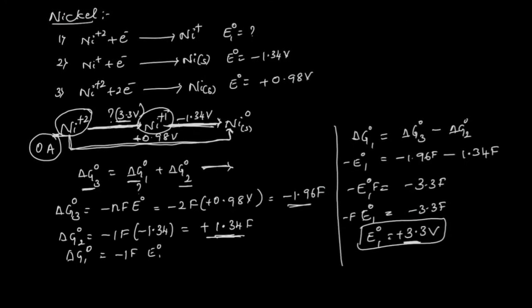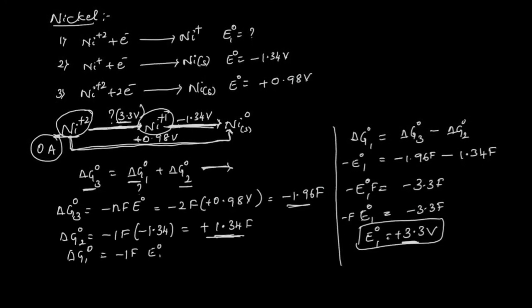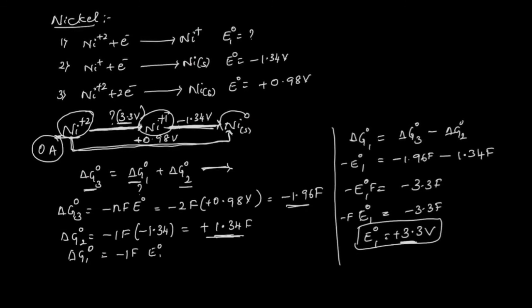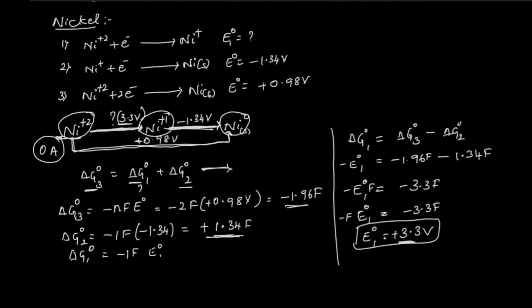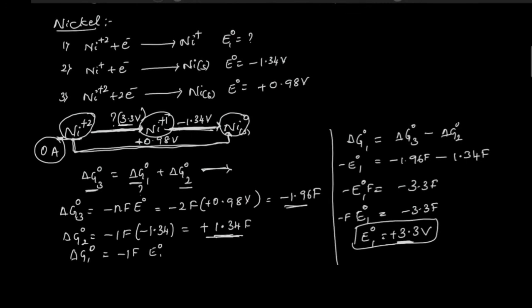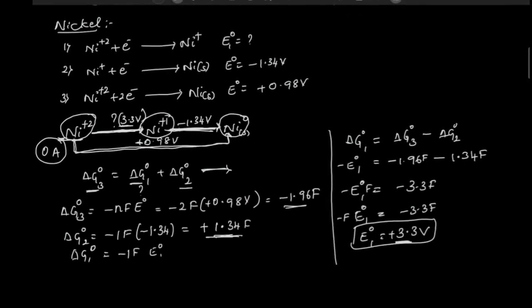It's a disproportionation reaction also. Nickel +1 is oxidized to nickel +2 and reduced to nickel 0. This is also an example for a disproportionation reaction.